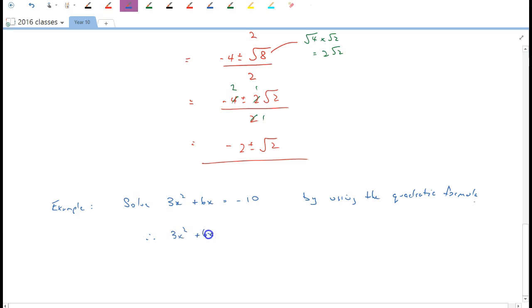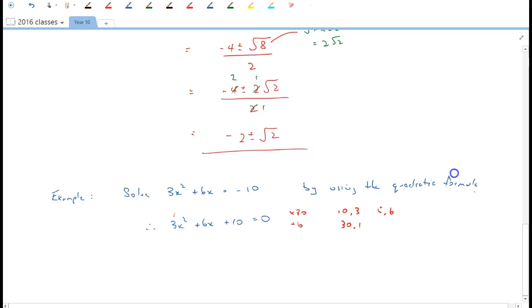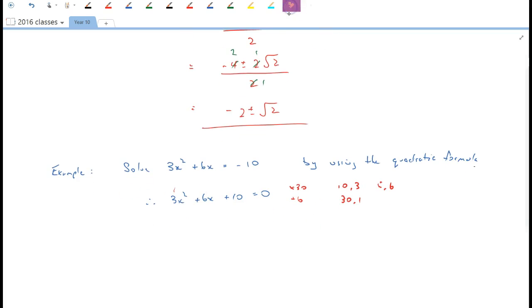The first thing we've got to do here is get this minus 10 across, isn't it? Change the side, change the sign. We can't always solve by factorization. Here we want two numbers that multiply to 30, 10 times 3, and add to 6. Now let's come up with these little pairs of numbers that multiply to 30: 10 and 3, 5 and 6. Anything else? That's it, isn't it? I'm not getting 6 out of any of these. That means I can't factorize it. That means I have to use the complete the square method or use the formula.